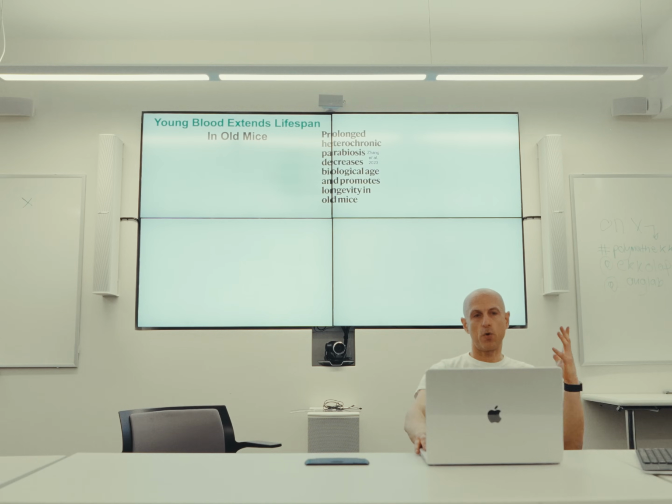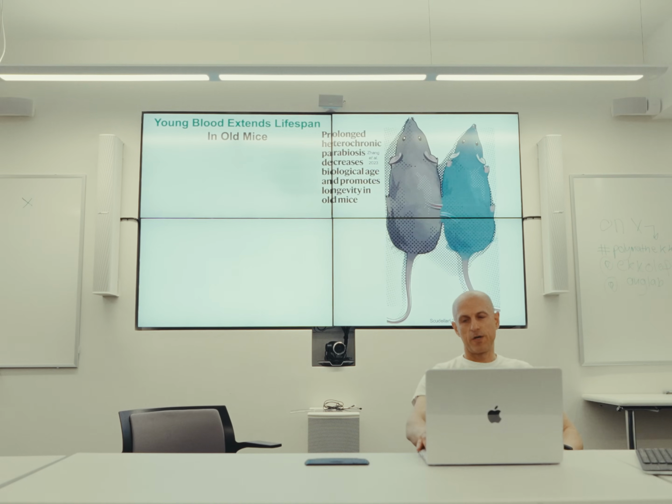So young blood extends lifespan in old mice. How do we know that? In this study, prolonged heterochronic parabiosis decreased biological age and promoted longevity. The obvious question should be, what is heterochronic parabiosis? That's when two animals' bloodstreams are surgically connected, so these animals basically share a blood supply for the duration of their lifespan, and in this case, old attached to young.